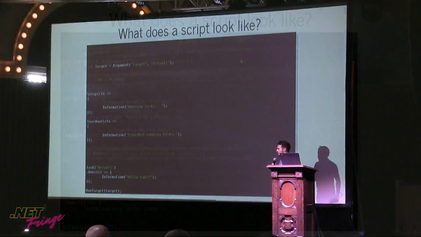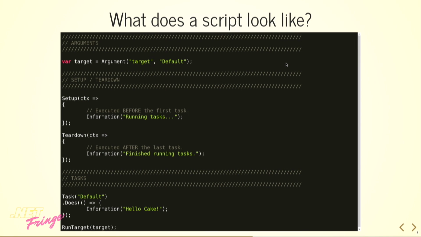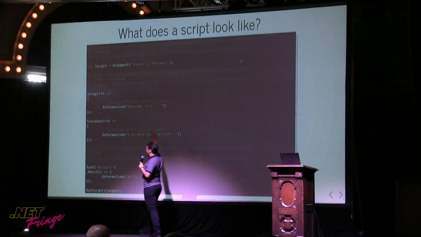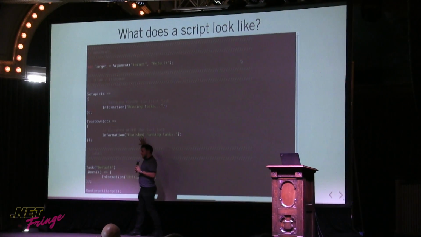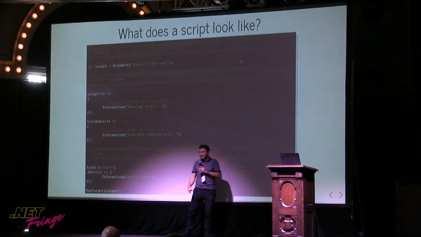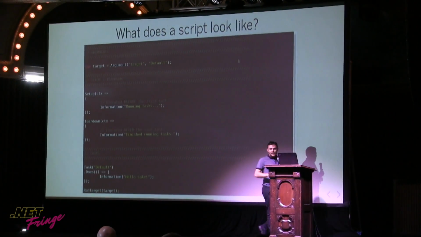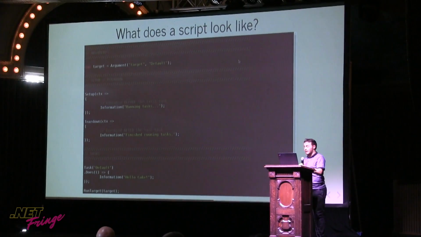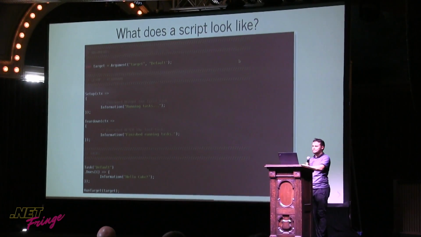So this is what a script looks like. Obviously, it may look a little bit different to your average C# because it is, as mentioned, a superset of it. But that does mean anything you can do in C#, you can do in a Cake script. So here you have the target up the top. We have a setup that gets run before anything else, teardown gets run afterwards, and a task down here that does the incredibly helpful thing of saying hello, Cake. And that final run target is the one that actually glues it all together.